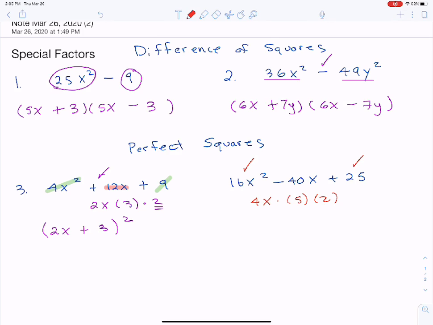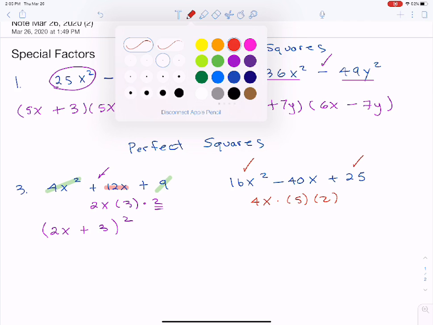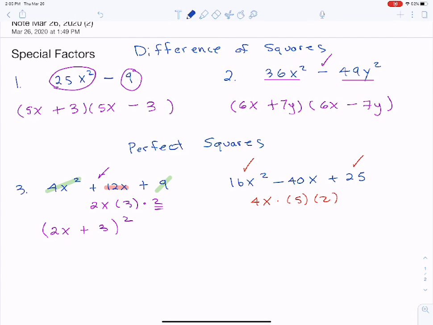Again, notice I'm not really worrying about that middle sign right now. I take care of the middle sign once I go to put this together. So again, once I go to put my answer together, the square of the first term is 4x. The sign of the middle is minus. The square of the last is 5.